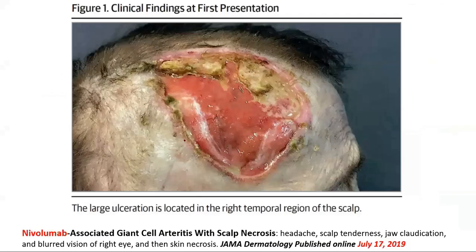And look at this patient, got a slice of the scalp whacked off. This is actually not a dermatology disease per se. This is an ischemic tissue necrosis from giant cell arteritis, or temporal arteritis. The patient developed headaches, scalp tenderness, jaw claudication, can't chew, and then blurred vision, and then started skin necrosis after nivolumab treatment for cancer.